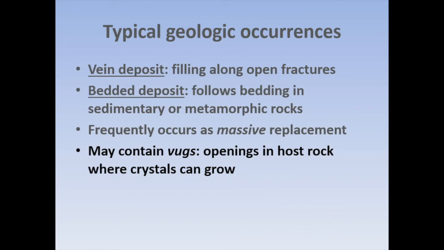In addition, in these types of deposits, you may find what are called vugs. Now, vugs are just openings in the host rock, and the significance of vugs is that there the crystals can grow and show their true form. That's where some of the best mineral specimens come from.